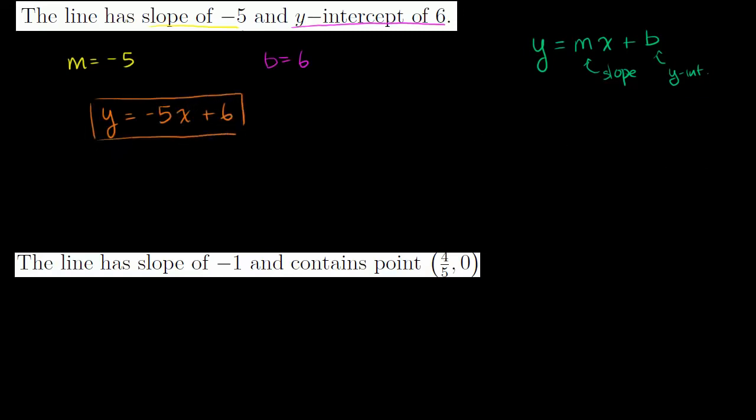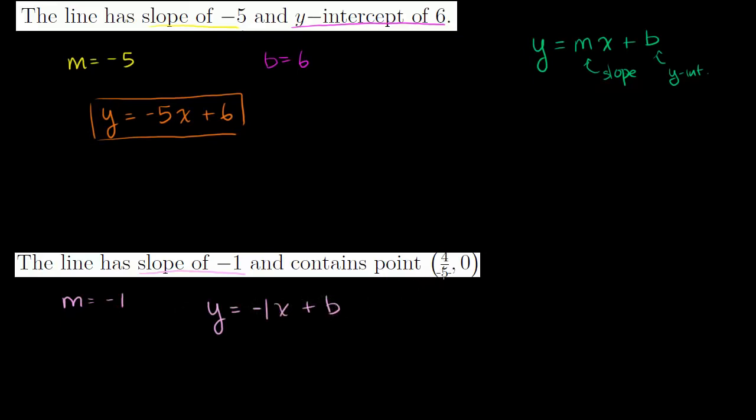Let's do this next one over here. The line has a slope of -1 and contains the point (4/5, 0). So they're telling us the slope is -1, so we know that m is equal to -1. But we're not 100% sure about where the y-intercept is just yet. So we know that this equation is going to be of the form y is equal to -1x plus b, where b is the y-intercept.